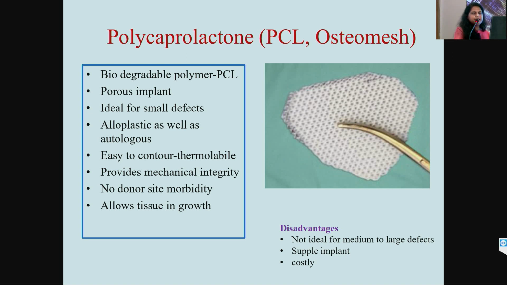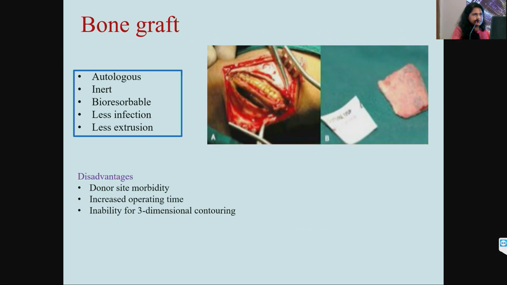Next is the osteomesh or polycaprolactone. It is a biodegradable polymer. It is similar to our cancellous bone in humans. It is a porous implant, ideal for small defects. It provides mechanical rigidity and there is no donor site morbidity. It also allows tissue ingrowth. The disadvantage is that it is not useful for medium or large defects and it is very costly.